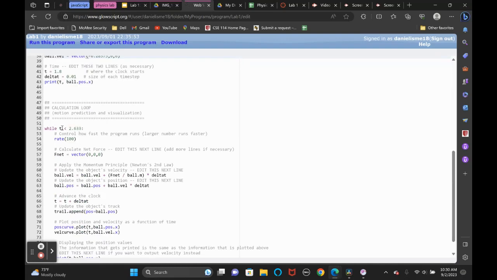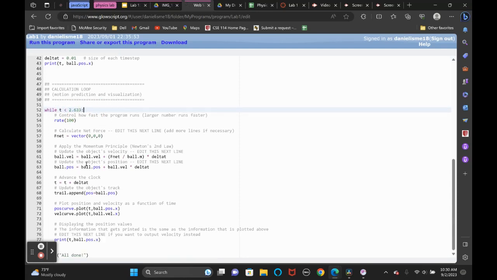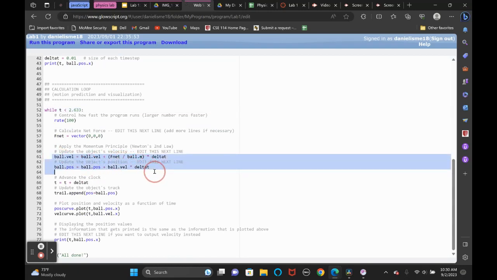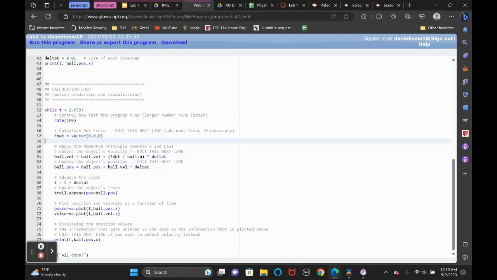And then here we have the while loop, which runs while time is less than 2.633 seconds, because that's the final time. And then we have these two iterative formulas. And as you can see, the net force is 0. So here it's just going to be ball.vel is equal to ball.vel. Then we advance the clock and finally plot this.